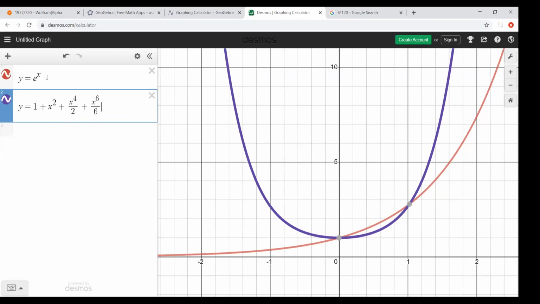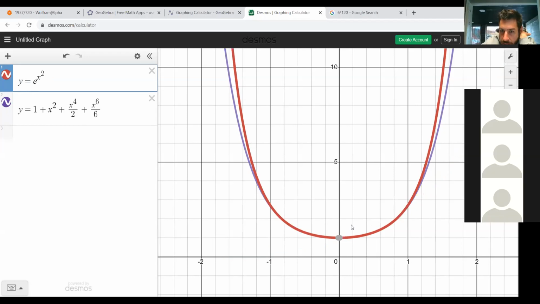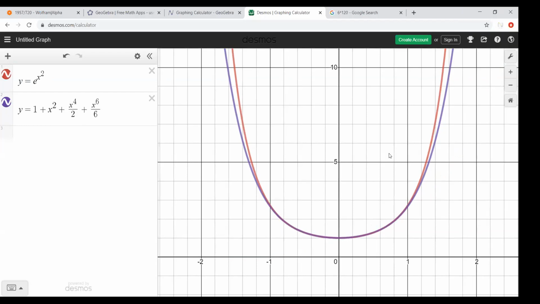So I don't want e to the x, I want x squared. So if I graph e to the x squared and then this Taylor polynomial, you guys will see that between 0 and 1, is everybody seeing Desmos, hopefully? Yeah, you'll see that the red and purple are right on top of each other. Now, they're not perfect when we move away from the origin, but when we are between 0 and 1, they look really good.